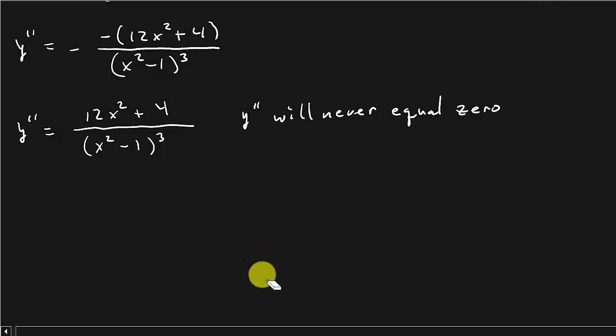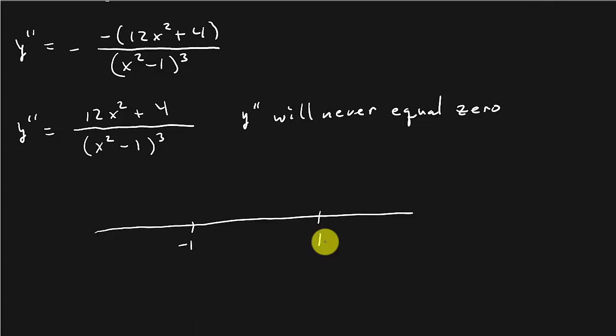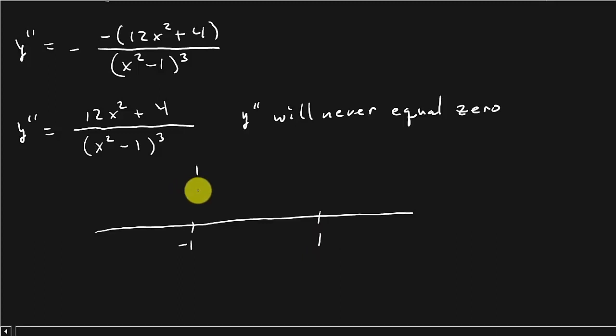All right, but that's what you do. You set the second derivative equal to 0, and whatever you get for x, that's what you plot on the number line. But in this case, the numerator will never be 0. So what do we do? Well, just like before, it's undefined at plus or minus 1. The second derivative is undefined at plus or minus 1. So we're going to plot those on the number line just like when we did the increasing and decreasing.